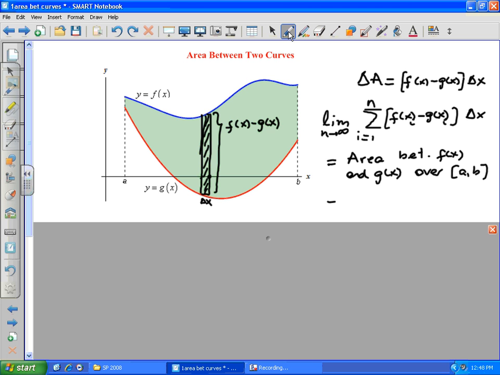So that limit and sum is replaced by the integral, and then f minus g still stays as f of x minus g of x. And your delta x, what did that become in your integral notation? Instead of delta x, what do we have? What do we usually write in the integral notation? We write dx, right? And the limits are from a to b.